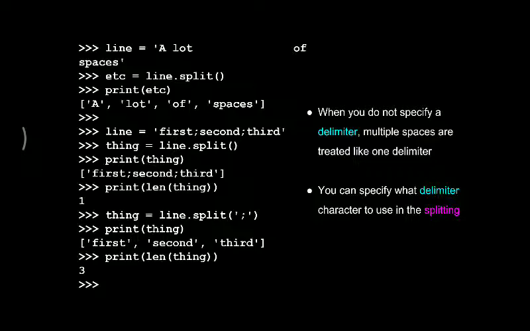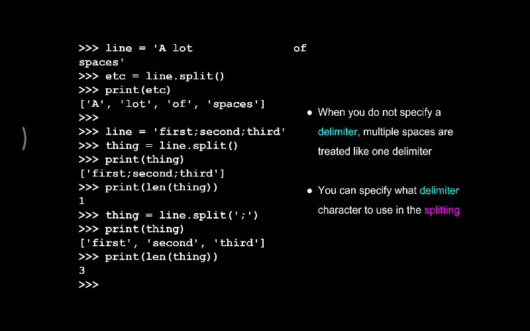Line equal to first, second, third. So this is one more string here, and we have given a semicolon in between all the words. So now here also we can separate, thing equal to line dot split, print of thing. So here it will not separate. You can see that first semicolon, second semicolon, third, means it will treat that entire string as one. By default the separator will be considered as space, but here in this particular line there are no spaces. That split will treat that entire string as only one word. Print length of thing is 1.